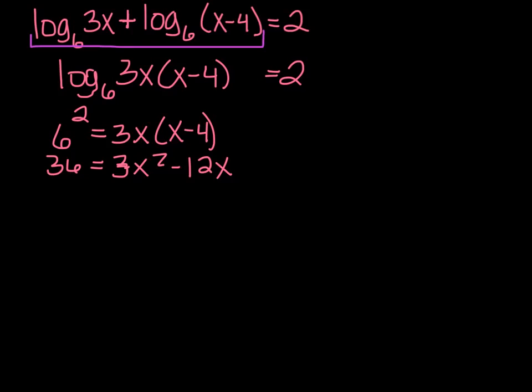I'm trying to solve a quadratic. Quadratics must be set equal to 0. 3x squared minus 12x minus 36. To solve, you could factor or use the quadratic formula or complete the square or graph. So I'm going to factor this one. First thing I'm going to do is divide everything by 3.